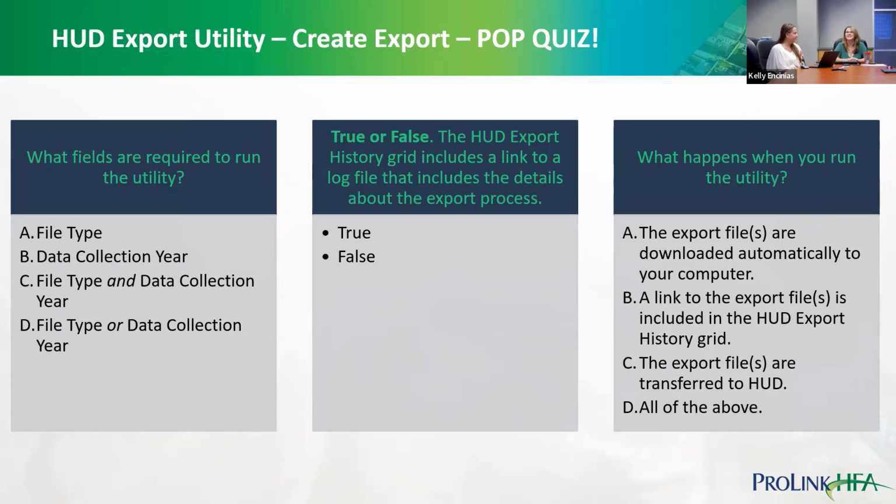Okay, there we go. What fields are required to run the utility? It's file type and data collection year, not or. That was tricky. True or false, HUD export history includes a link to a log file that includes the details about the export process. That is true. And scroll down to the next question. What happens when you run the utility? A link to the export file is included in the HUD export grid.